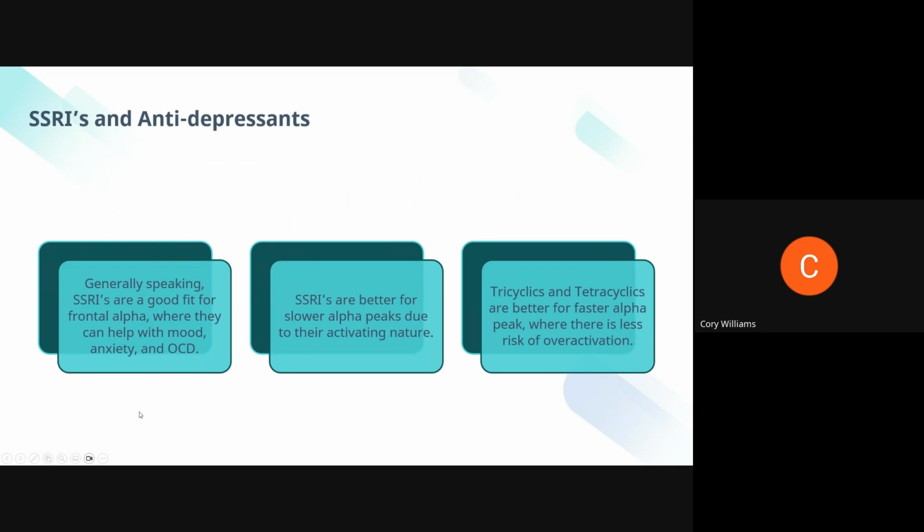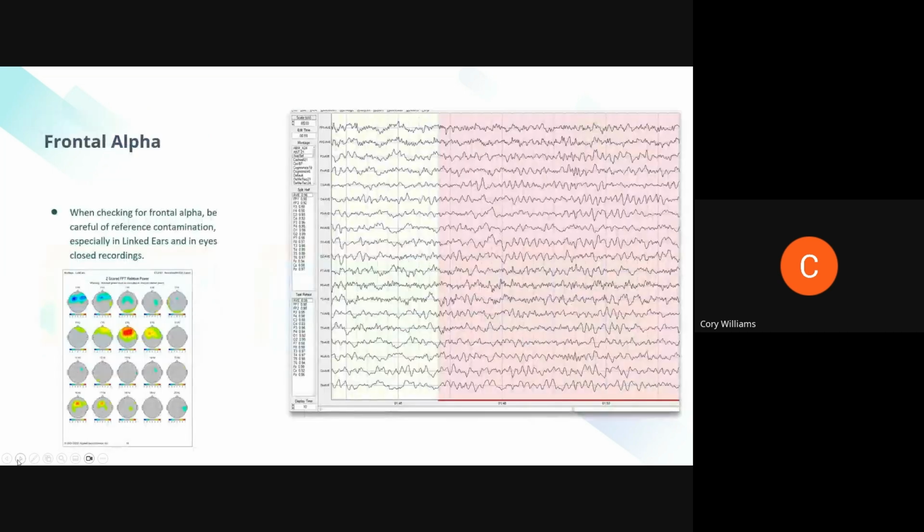So typically speaking, SSRIs are a really good fit when we have a lot of excess frontal alpha. When you see really high amplitude alpha in frontal channels, it's a marker for depression or OCD or anxiety, and SSRIs are used in all of those cases. SSRIs tend to work better for people whose alpha is slightly slower, so 9.5 hertz or lower, because they can be a little bit activating. For people who have faster alpha, tricyclics and tetracyclics are the preferred medication choice.